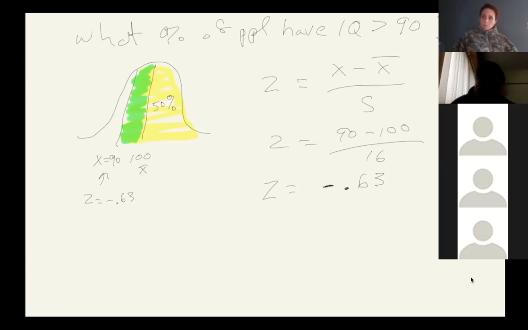Joe, you got the z-score negative 0.63. What's that green area? Yes. Joe, what is the green area in the picture? Sorry, I had to take an important call. That's why I went off video. I'm sorry. All right, we'll go with Elijah.